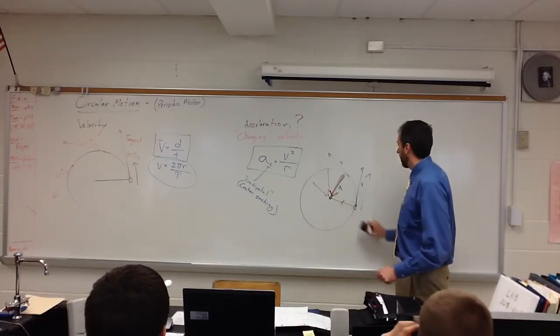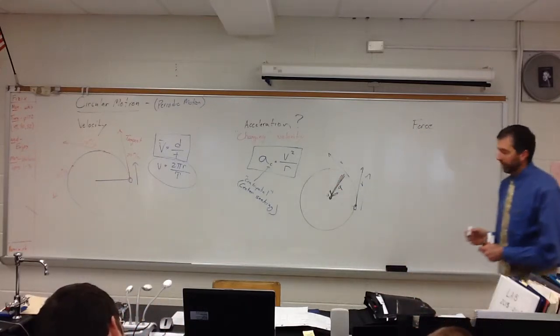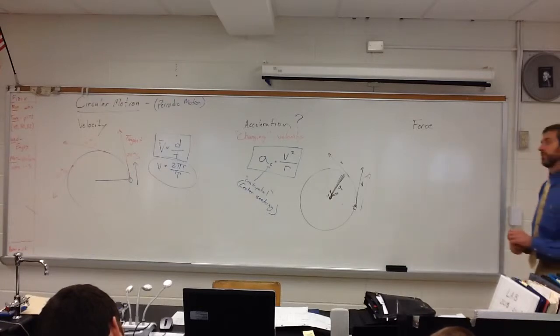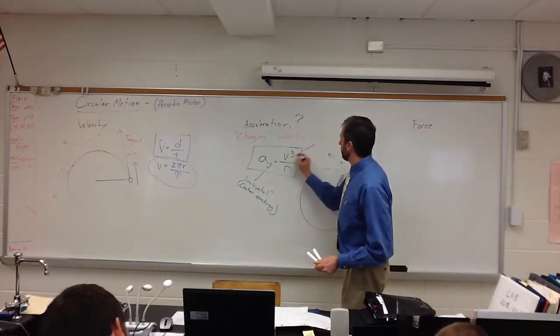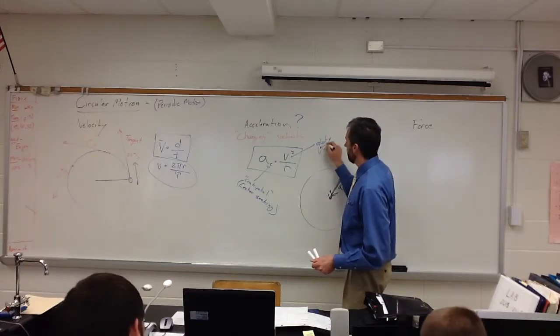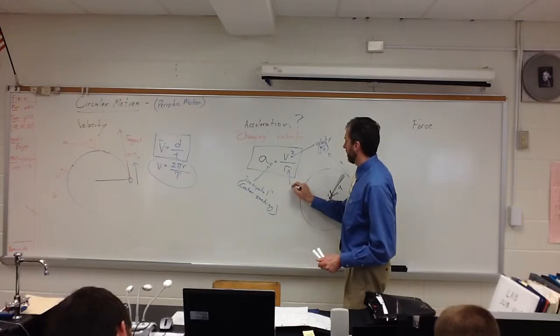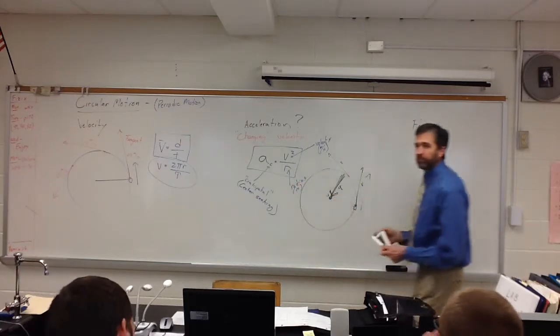You better highlight that concept. The acceleration of something going in a circle is pointed towards the middle. So it's a center-seeking acceleration. V is your velocity, which would be, of course, in meters per second, and R is the radius of the circle, which would be in meters. Okay?